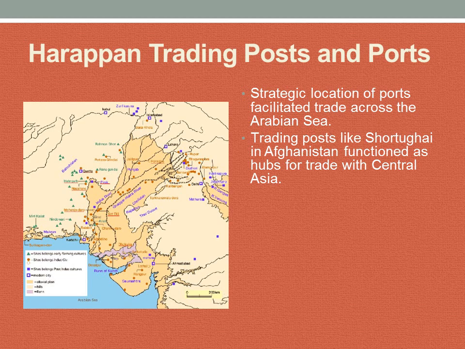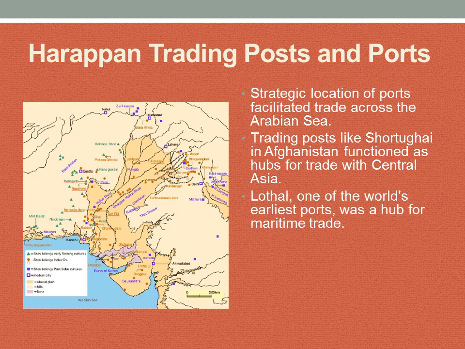Trading posts like Shortughai in Afghanistan functioned as hubs of trade with Central Asia. Shortughai is a very small site which has been found in Afghanistan, and it can be assumed that it used to function as a trading outpost of the Indus Valley Civilization, the outpost which helped in the transfer of goods to the Central Asian market.